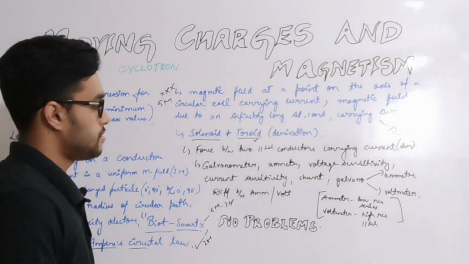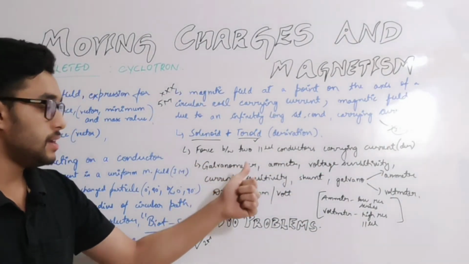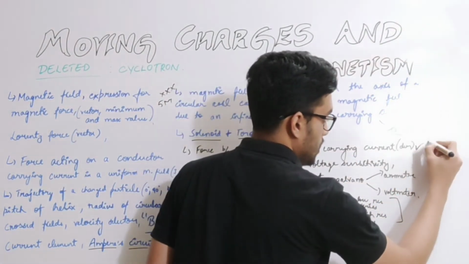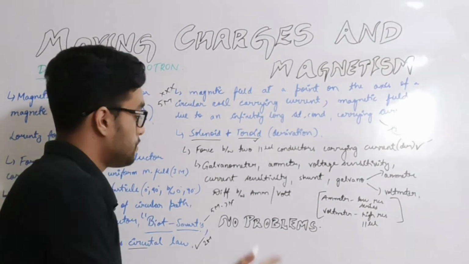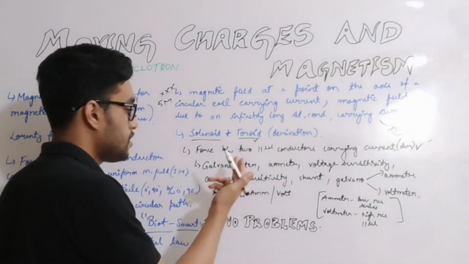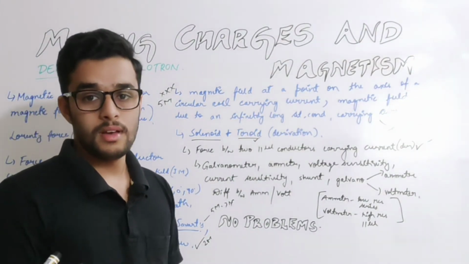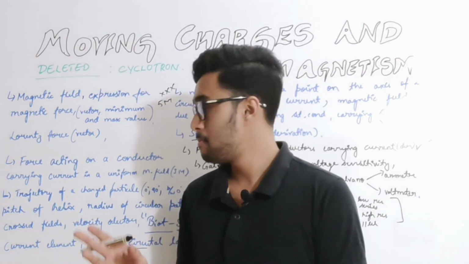Next important derivation is force between two parallel conductors carrying current. It is also very important and a very easy derivation. You should know the concept of this derivation completely, because sometimes you might get a 1 mark question from this derivation. If you are aware of the concept, you will easily answer that 1 mark question. If you have simply memorized it by heart, you will not be able to answer.